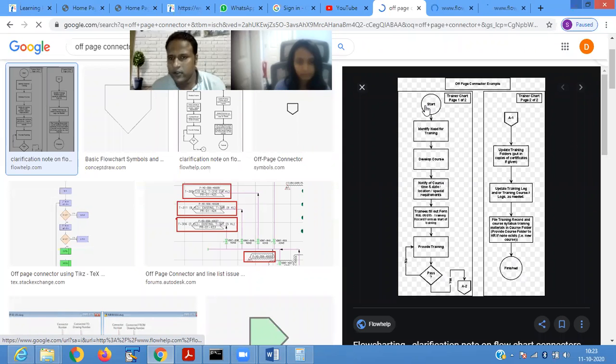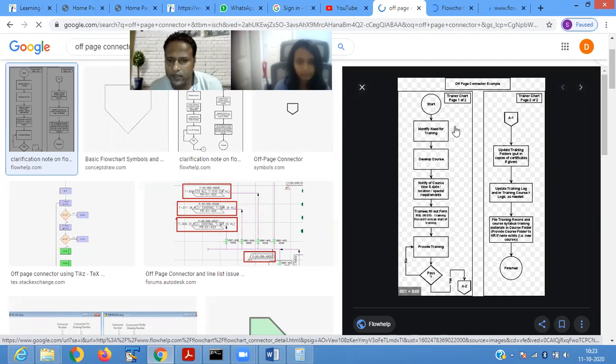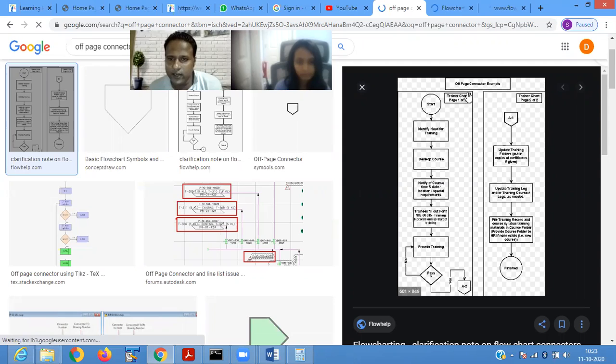So have you seen this picture? Yes, I have. This block is one page, page number 1. This block is page number 2. See that here it is written page number 1 of 2, page number 2 of 2.